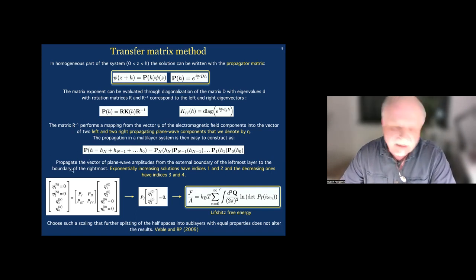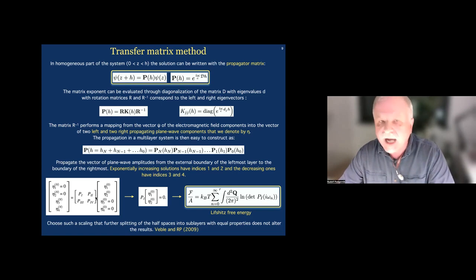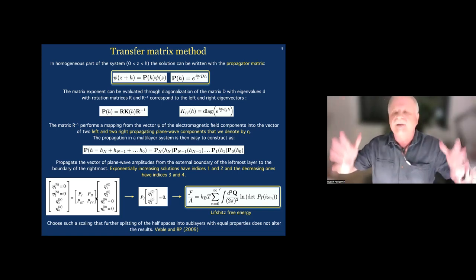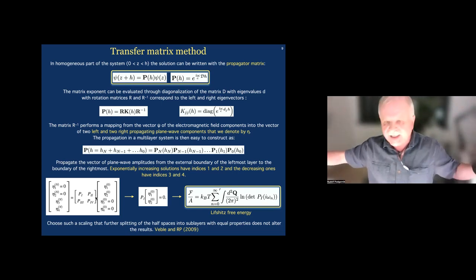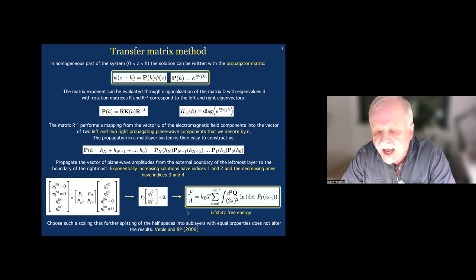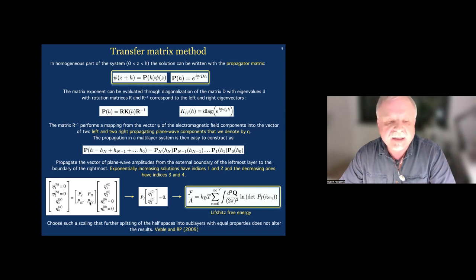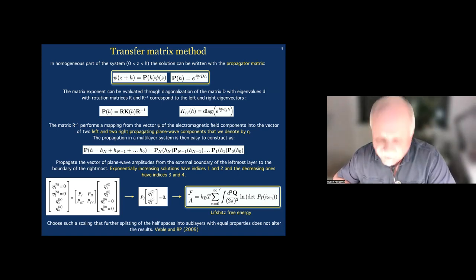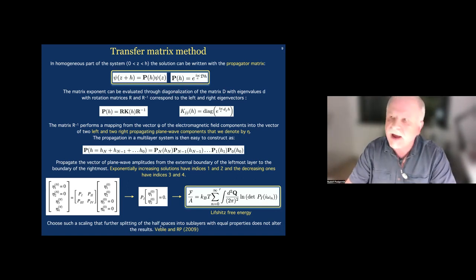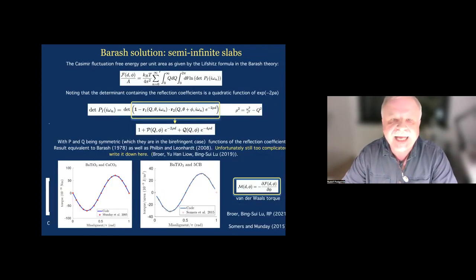And then you do some transformation. You have to take into account that outside of this slab composed of n layers, the field should be decaying, and you end up with the free energy, which is written right here. So you need to evaluate a subdeterminant of the original propagator matrix that gives you the Lifshitz free energy. There are other approaches basically equivalent to this one, and this is what we formulated together with Gregor in 2009.